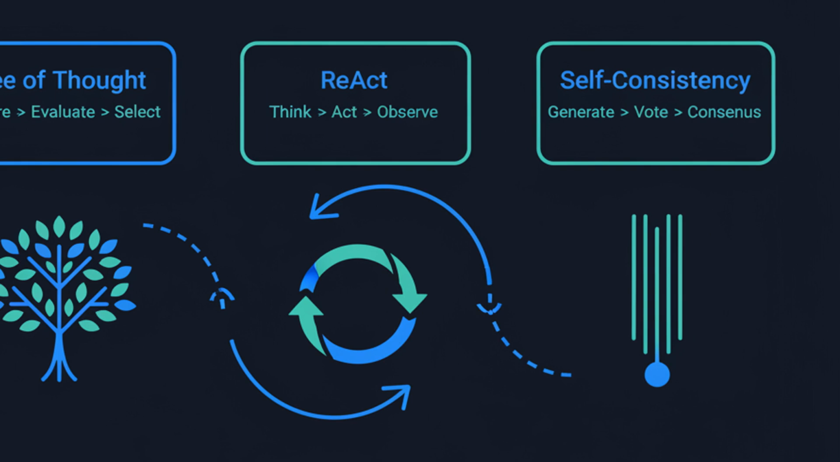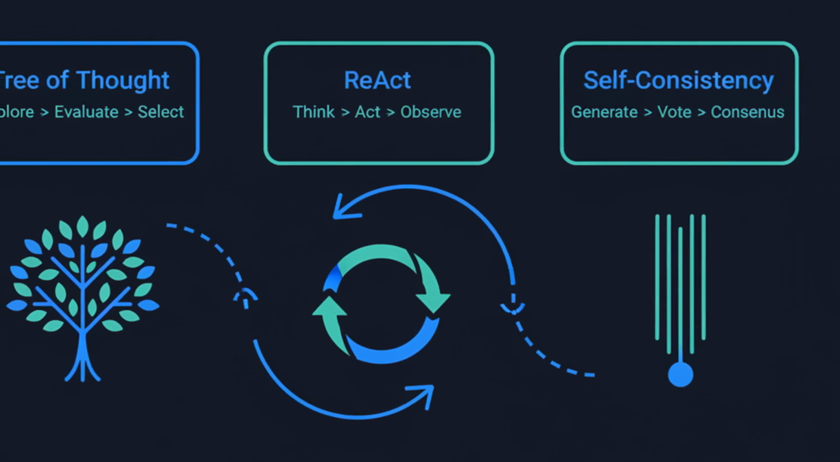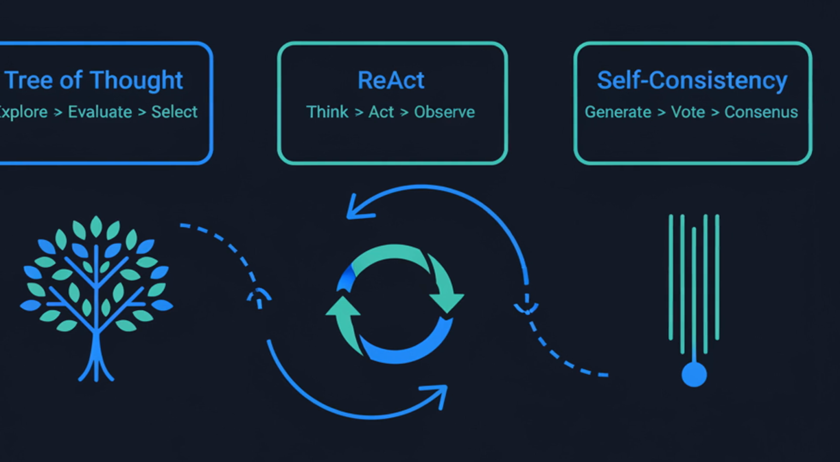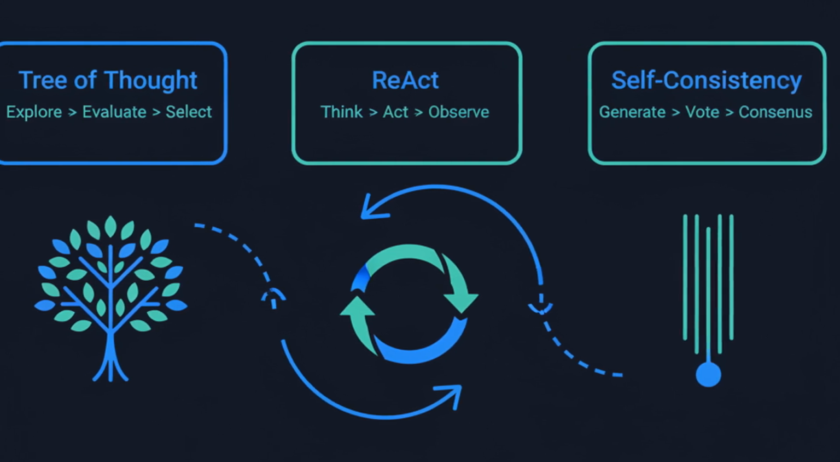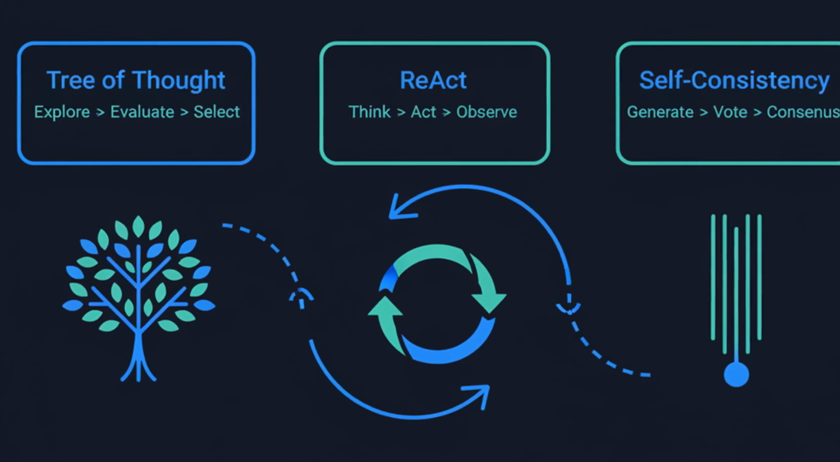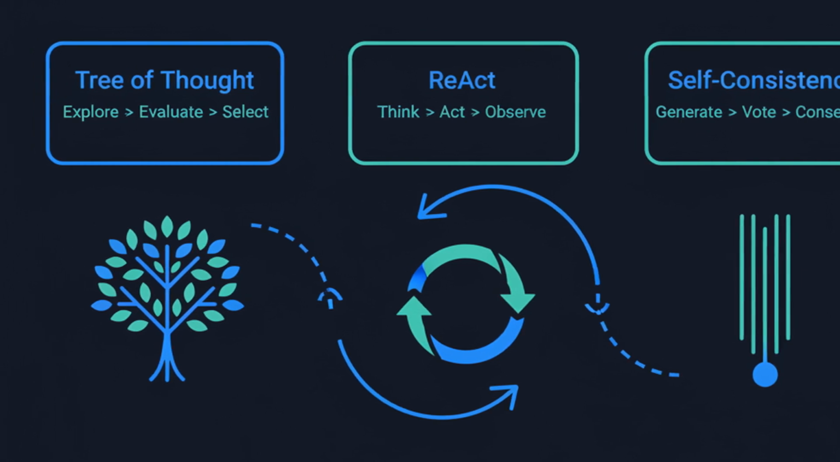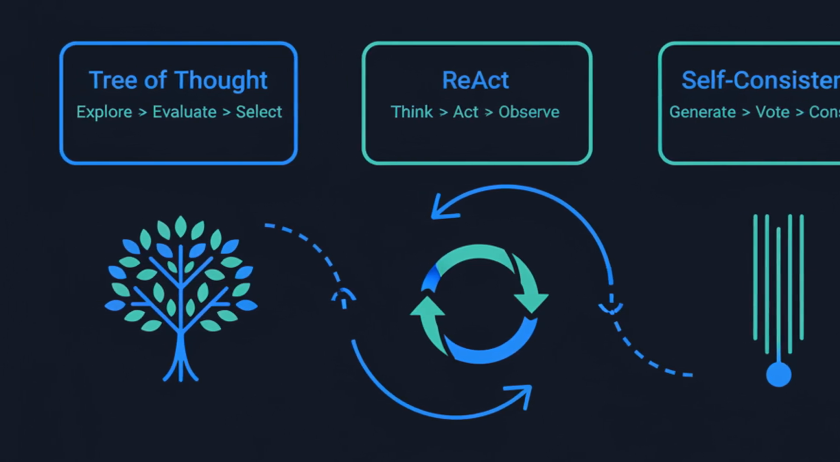We're covering three distinct approaches. Tree of thought explores multiple reasoning paths simultaneously and selects the most promising one. Think chess grandmasters considering several moves ahead. ReAct interleaves reasoning with action, allowing the model to query external tools and ground its thinking in real data. Self-consistency generates multiple independent solutions and picks the most common answer through voting. Each solves a different failure mode of naive prompting.